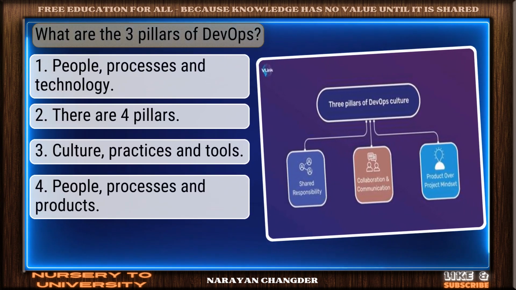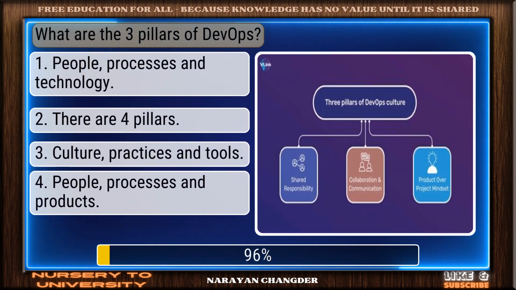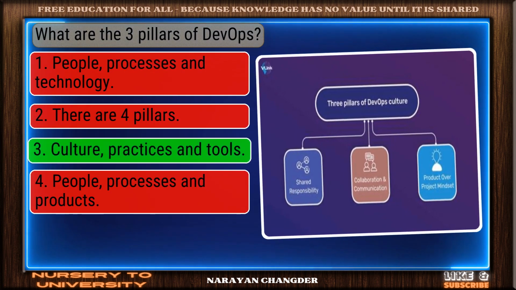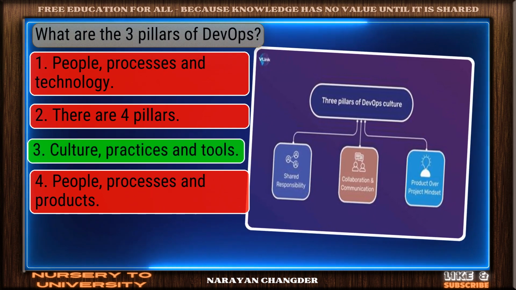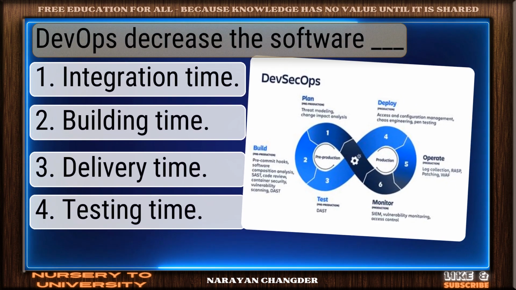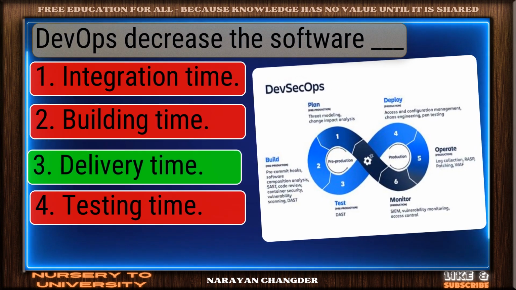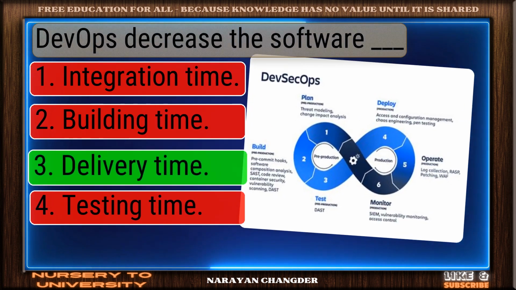Question number 29. What are the 3 pillars of DevOps? Bravo. Culture, practices, and tools is the answer. Question number 30. DevOps decreases the software dash. Perfect. Delivery time is the correct choice.